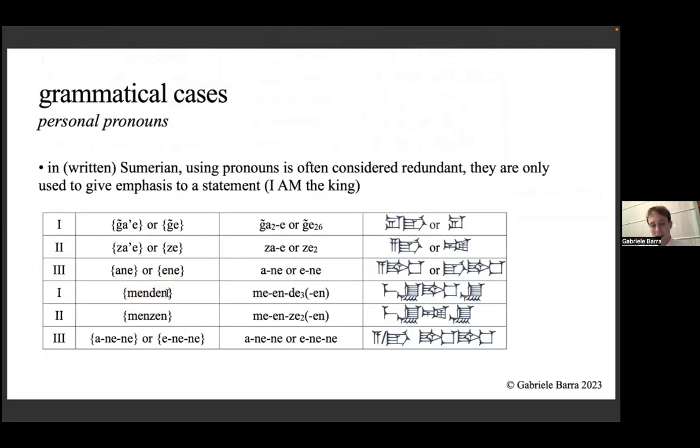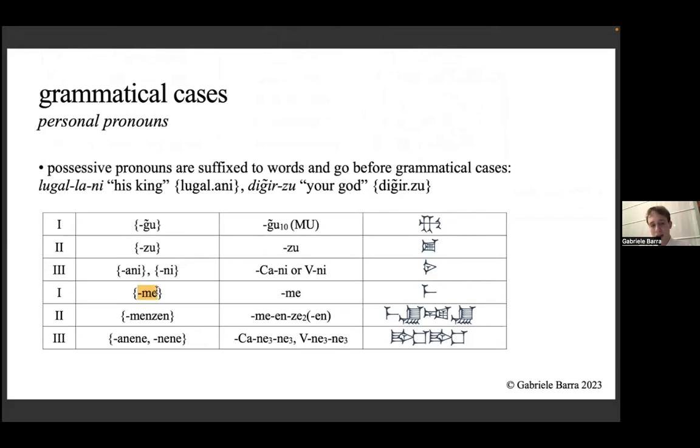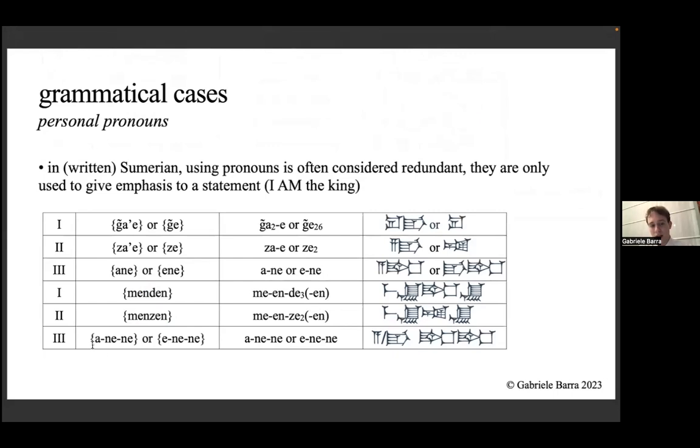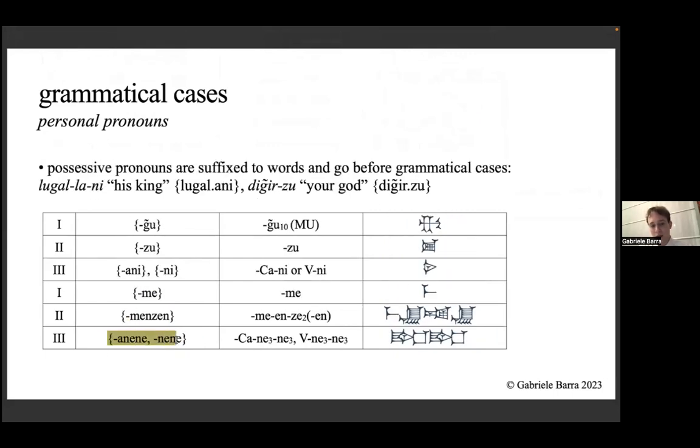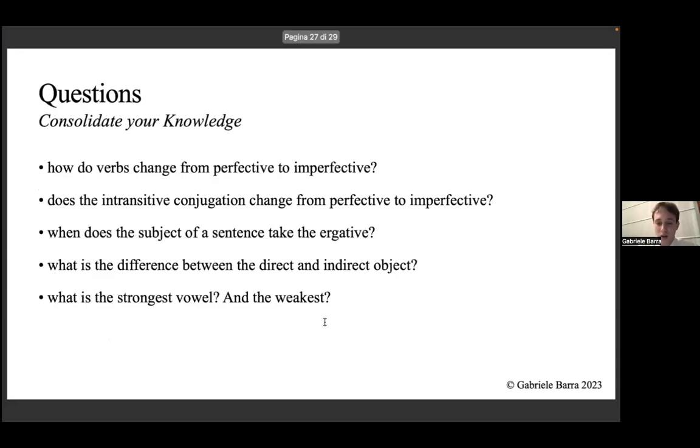Menden, and you just get the me. Mensen remains the same, and anene or enene becomes anene or just nene after the vowel. So they are really similar to each other. And this really concludes the lesson. I think there is nothing else.